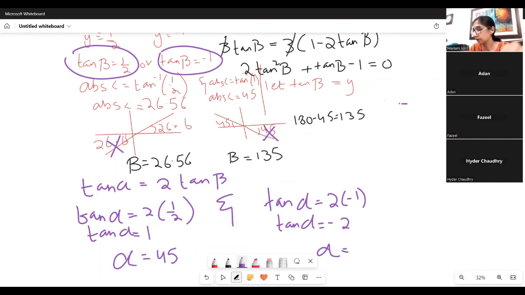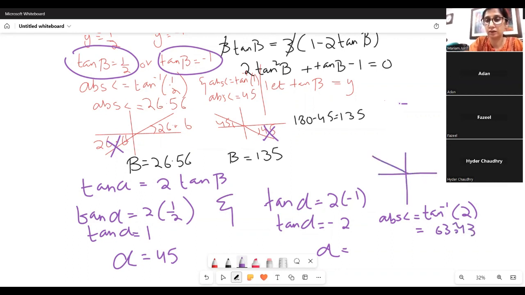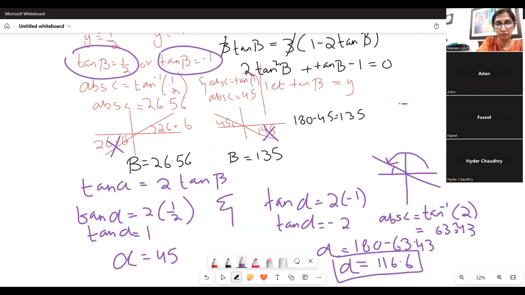And can we get this directly? Tan inverse -2. So the absolute angle tan inverse 2 is 63.4. The absolute angle will be tan inverse of 2, because when we're finding the absolute angle, we ignore the sign, which is 63.43. Tan is negative here and here. So alpha is 180 minus 63.43, which is 116.6. So these are the two values of alpha. And these are the two values of beta.